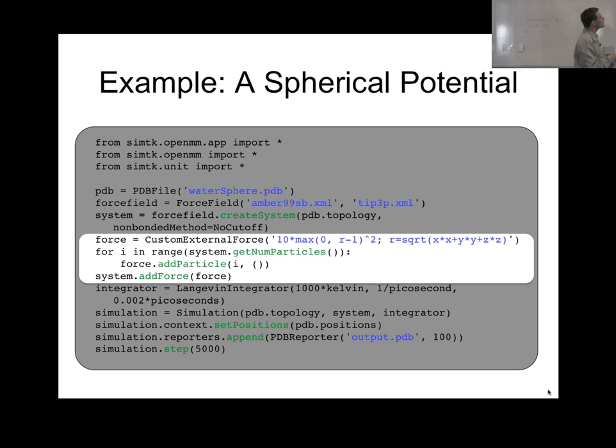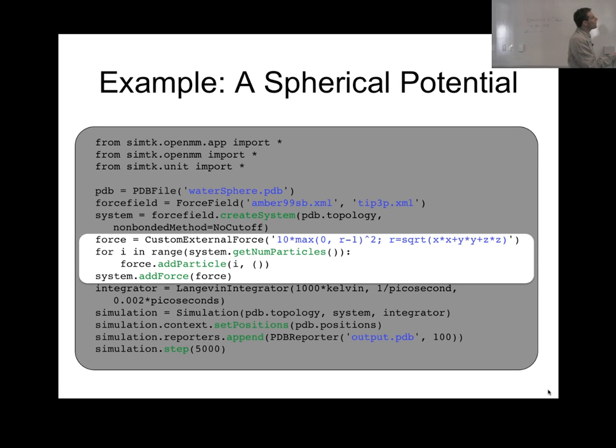So we're going to create a custom external force. You remember, this is the one that is applied separately to every atom based on the coordinates of that atom. We are going to say that the value of it is just this expression: a spring constant times max(0, r minus 1) squared. So if the radius is less than 1, then this will be 0. Out to a radius of 1, it'll just be flat. And then when r is greater than 1, it'll be quadratic in how far it is beyond 1.